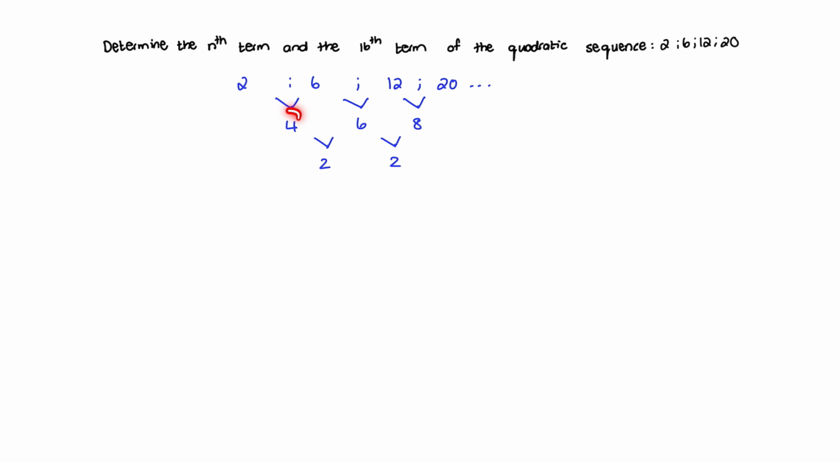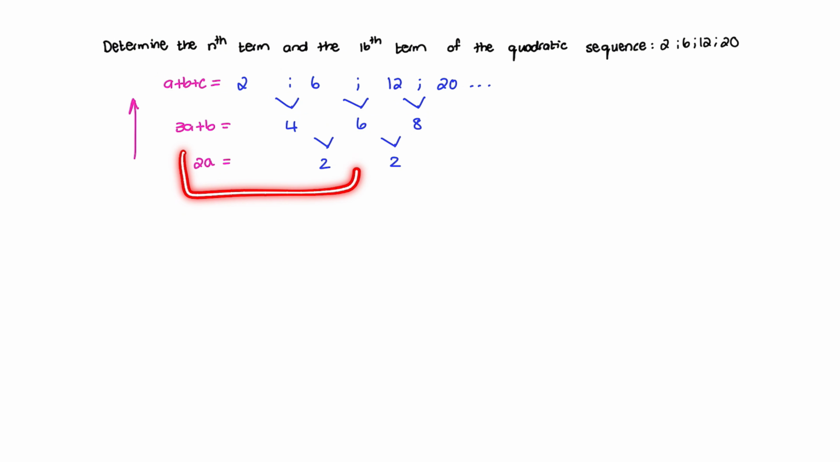Then, if we repeat that pattern, we can find the line of second differences. And we can see that the differences between terms are now equal to 2. So now we can try and find the nth term or the general term.